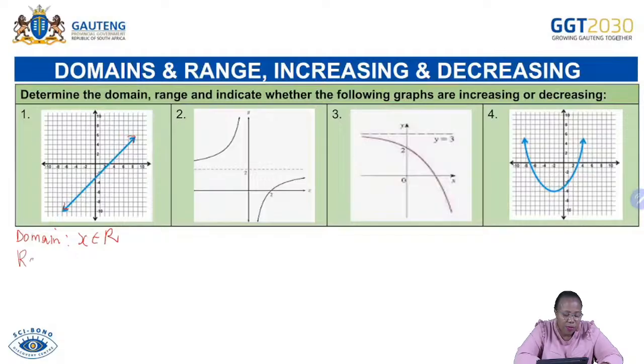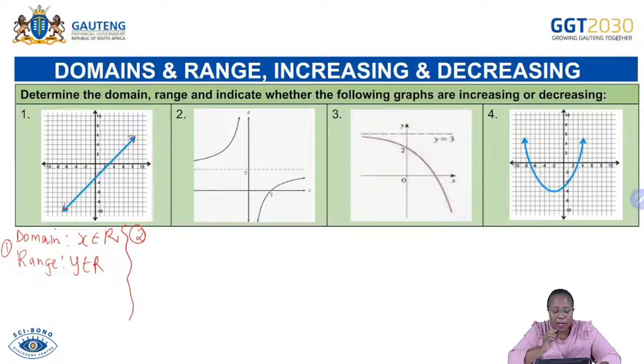The same applies with the range of a straight line. If you are ranging with a straight line, when you move up, the graph moves with you to positive infinity. When you move down, it moves down to negative infinity. Then y will also be an element of real numbers. Done with number one. And then with number two now, this is the hyperbola graph.